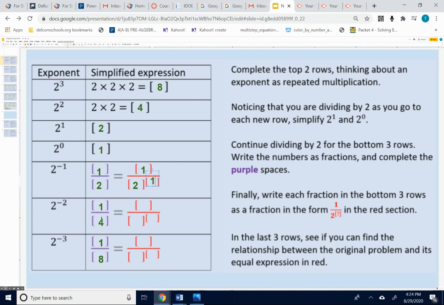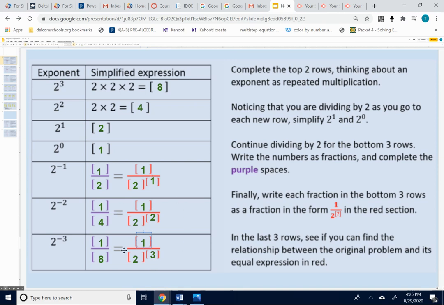1/4. I'm going to keep the 1 there. 4 is the same as 2 to the what? Well, 2 to the second would be 4. So 1/4 could be written as 1 over 2 to the second. 1/8. I want to take the denominator of 8 and change it to a power of 2. 2 to the third would be 8. Keep the 1 on top. So 1 over 8 could be rewritten as 1 over 2 to the third.